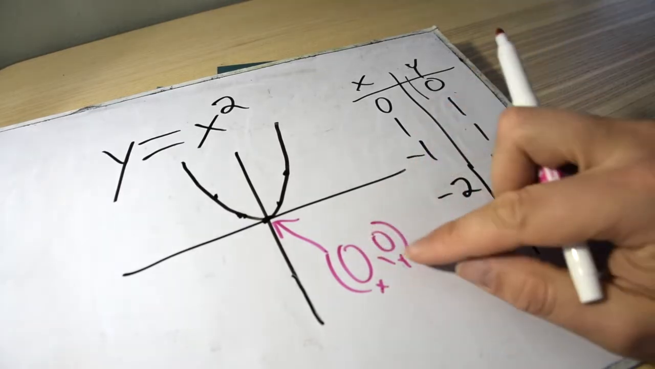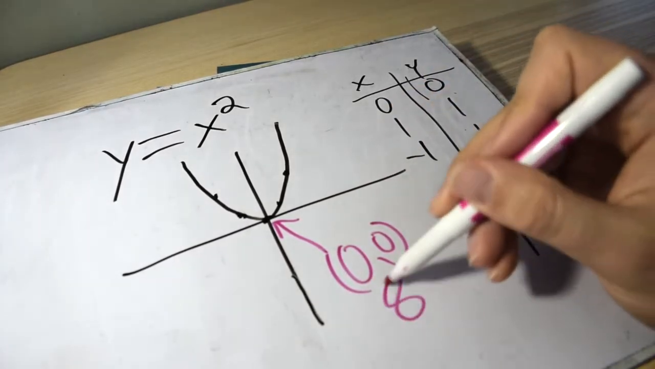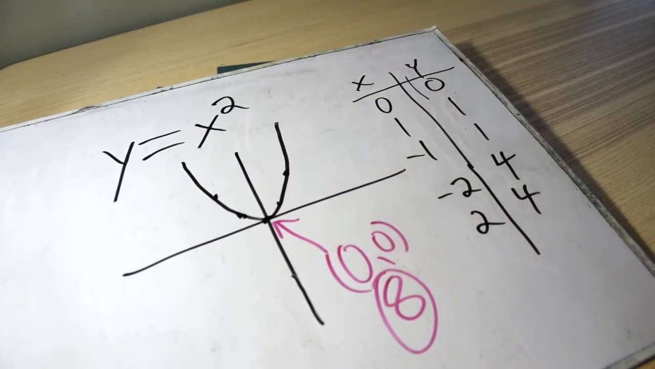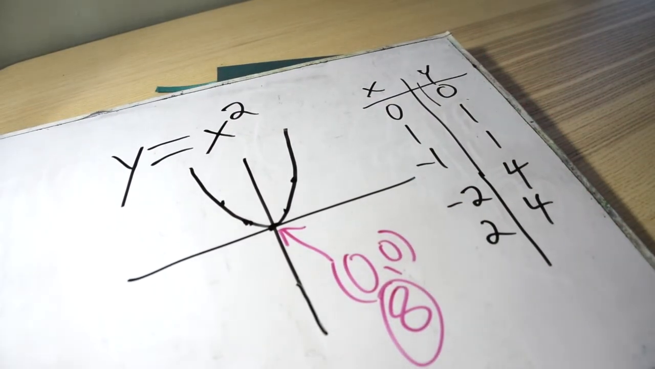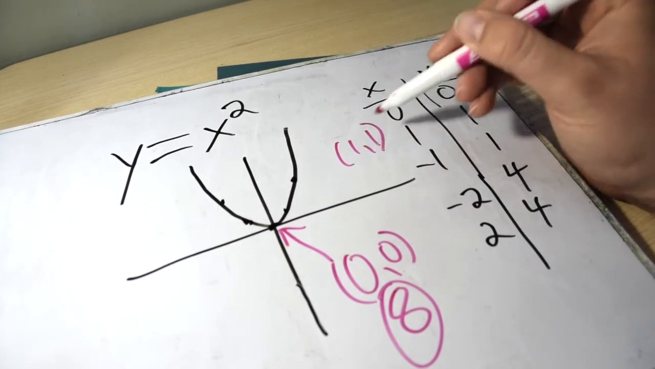0, 0 is how I would write that. That is the answer to question 8. Where is that vertex? So, find any other point on this graph. Well, you already did right here. So another point on this graph is 1, 1.